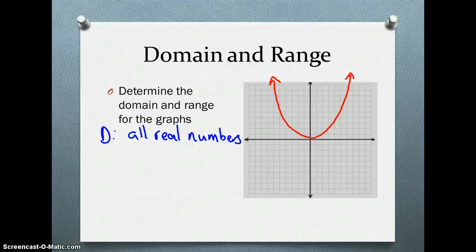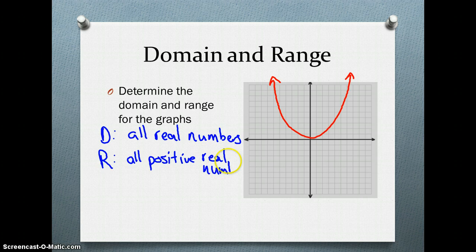The range, however, if we look, the range of the y values, the outputs, our least is 0, and then we go to positive infinity. So this is all positive real numbers, and 0, because 0 is neither positive nor negative. Okay? So that's the domain and the range of that one. Again, the domain, we look at the x's, and the range, we look at the y's.